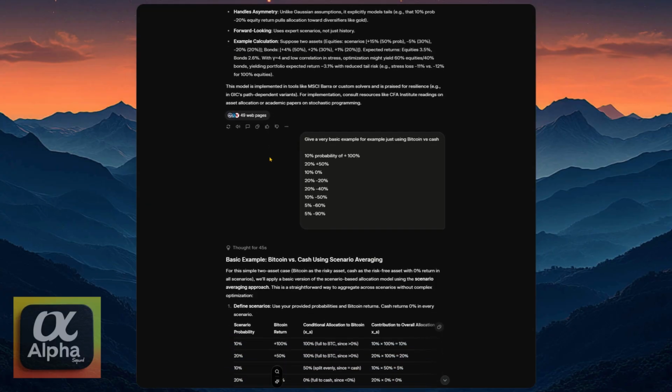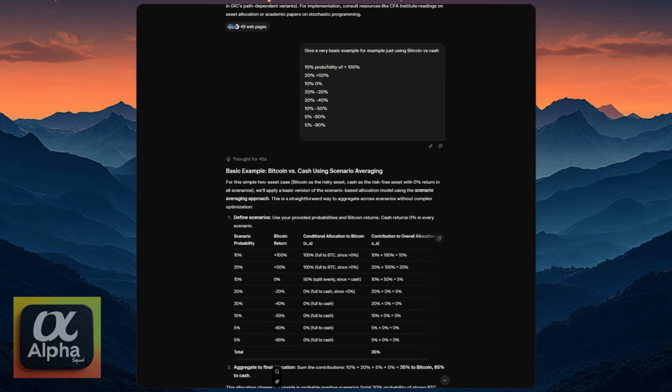And what I've done is I just asked AI, give me a very basic example. For example, just using Bitcoin versus cash. And I told AI, these are my probabilities. So let's say in the next 18 months or 2 years, I will assess the probability of Bitcoin doubling from here as 10%, etc., all the way down to 90% drawdown as a 5% probability, 5% at minus 60, 10% at minus. So this is very reasonable, okay?